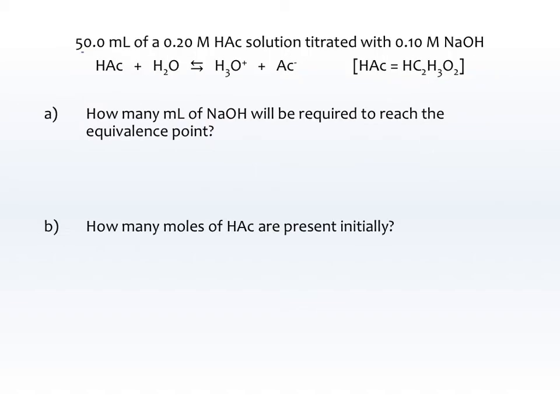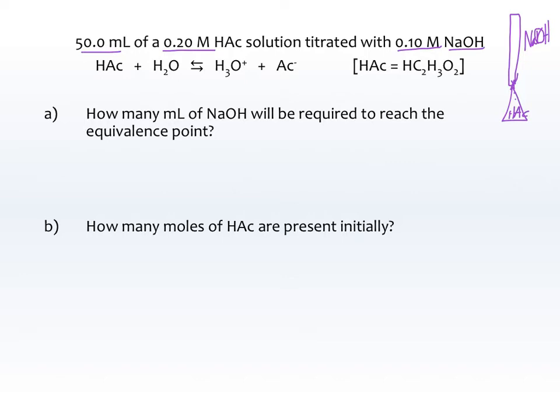So if we have 50 milliliters of a 0.2 M HAc, or acetic acid solution, titrated with 0.1 M NaOH, that means in our Erlenmeyer flask we have HAc, and in our burette we have NaOH, and so we're going to pour the NaOH drop by drop into the HAc until the endpoint is reached.